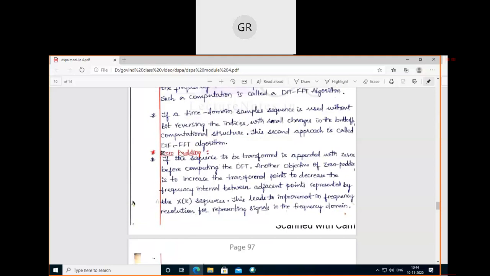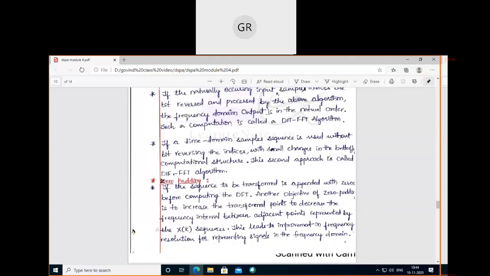Then zero padding. What is the use of zero padding? What is meant by padding? For the given sequence, we can append some zeros. If the sequence to be transformed is appended with zeros before computing the DFT, that is zero padding. For the input sequence, we can append some zeros.